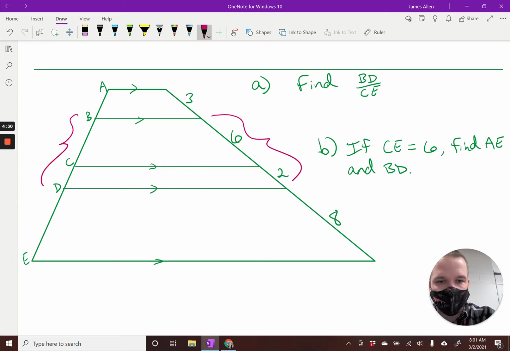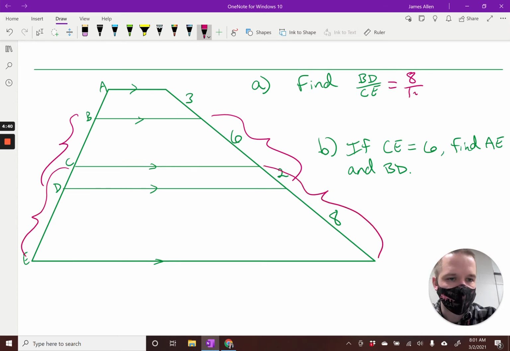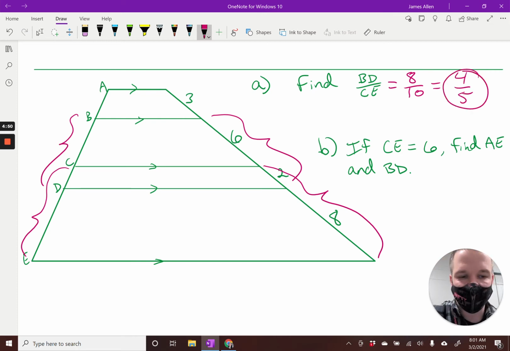Well, that would be that whole thing. That would be 8. And then CE would be 10. Look at those teacher brackets I got going on there. I know you're jealous. All right, so if I simplify this down, I should always simplify if possible. I get 4 over 5.